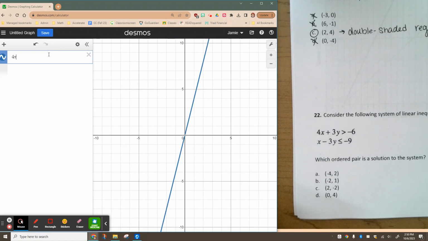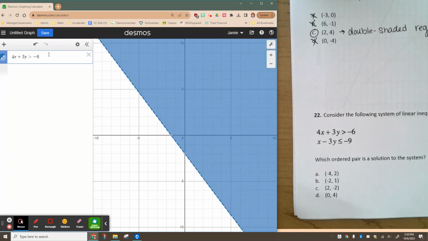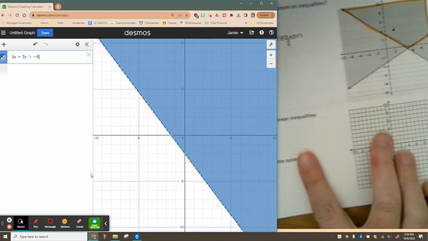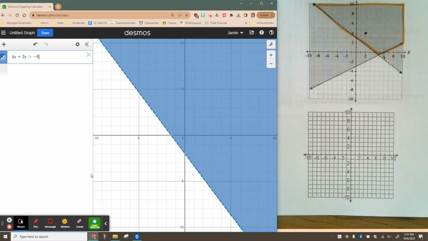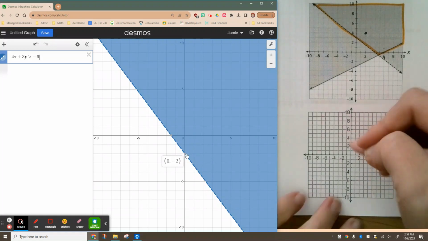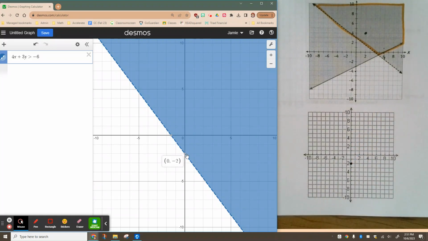So 4x plus 3y is greater than -6. Okay? And then I'm going to come over here and graph it just to be consistent. So we have 0, -2 as my y-intercept, 1.5, 0 as my x-intercept. Do I have another point that would be easy to graph? -3, 2.